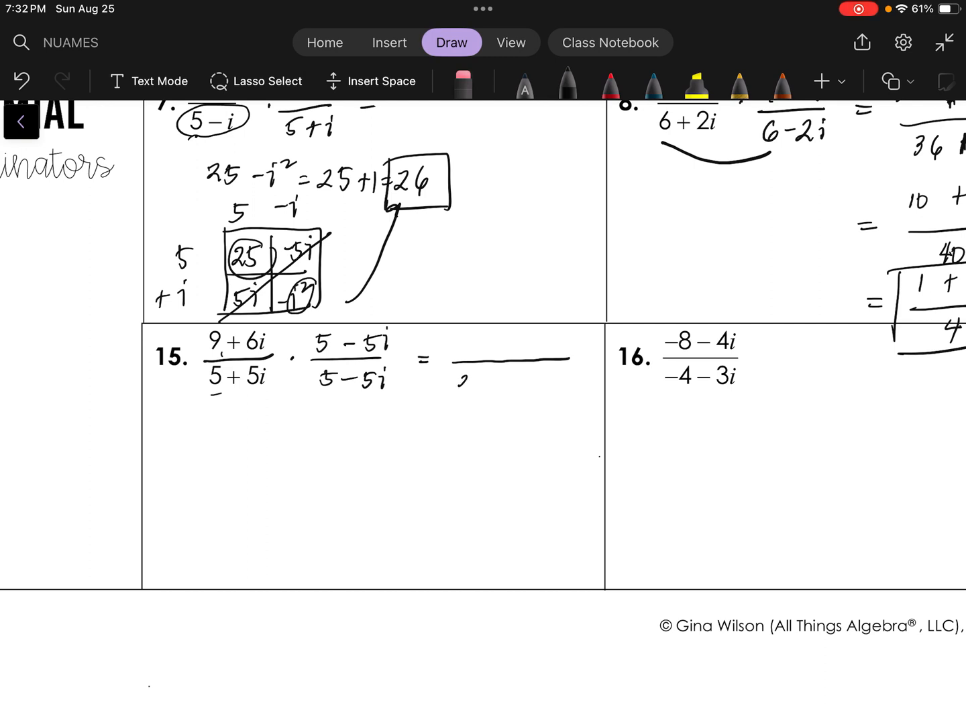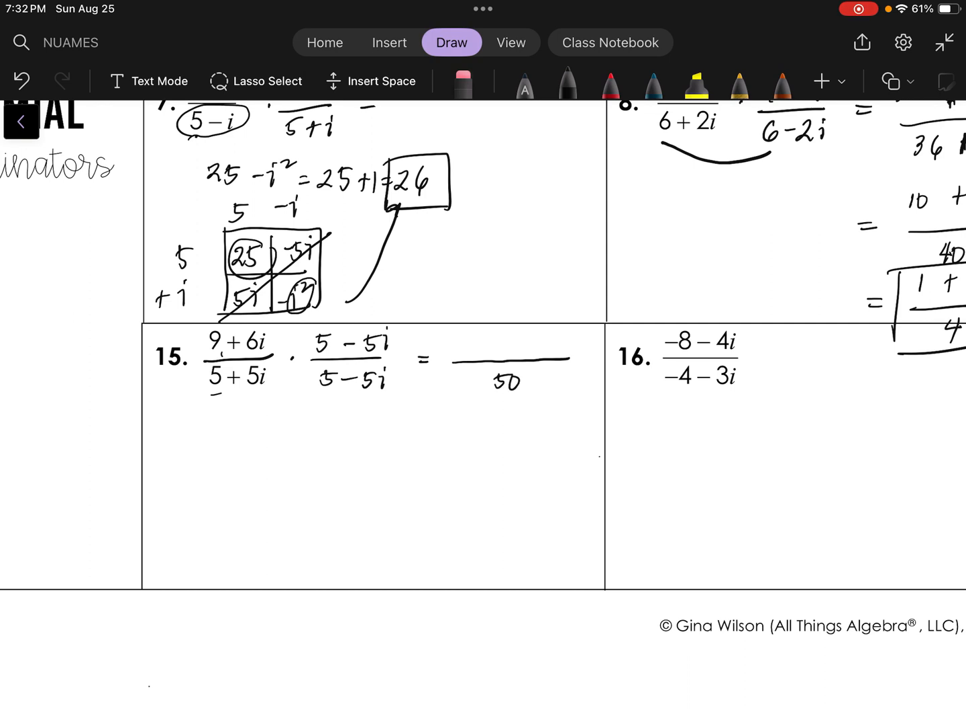5 times 5 gives you 25. 5i times negative 5i gives you negative 25i squared. You know that this is just negative 1, so that changed to a plus sign. And we know that the denominator is just basically 50, right? Let me rewrite that as 50.